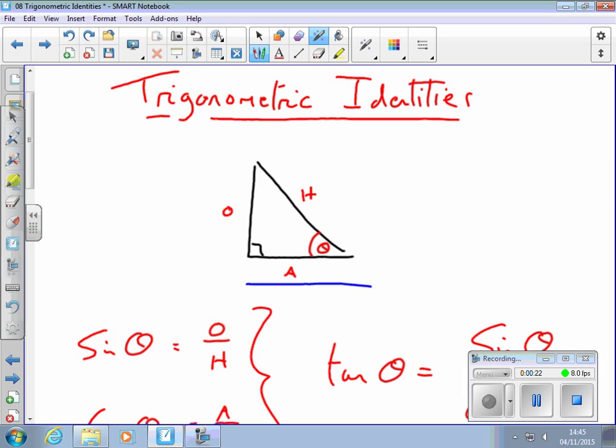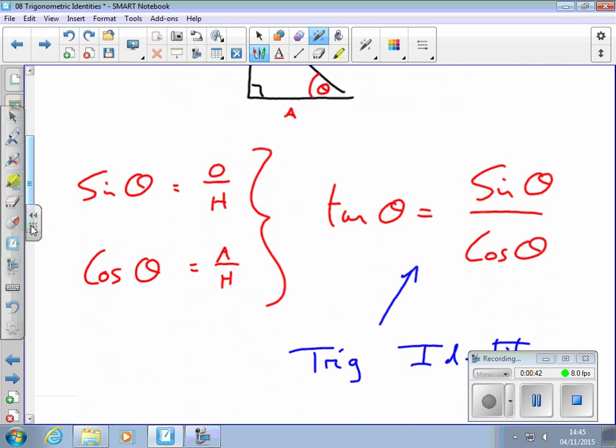So let's look at this right-angled triangle for a second and just remind ourselves of what's going on. If that's the angle we're interested in, theta, then we call this side the opposite, this side the adjacent, and that side the hypotenuse. And so then we can write down a few things we know about it. We know that the sine is opposite over hypotenuse, and we know that the cosine is adjacent over hypotenuse.